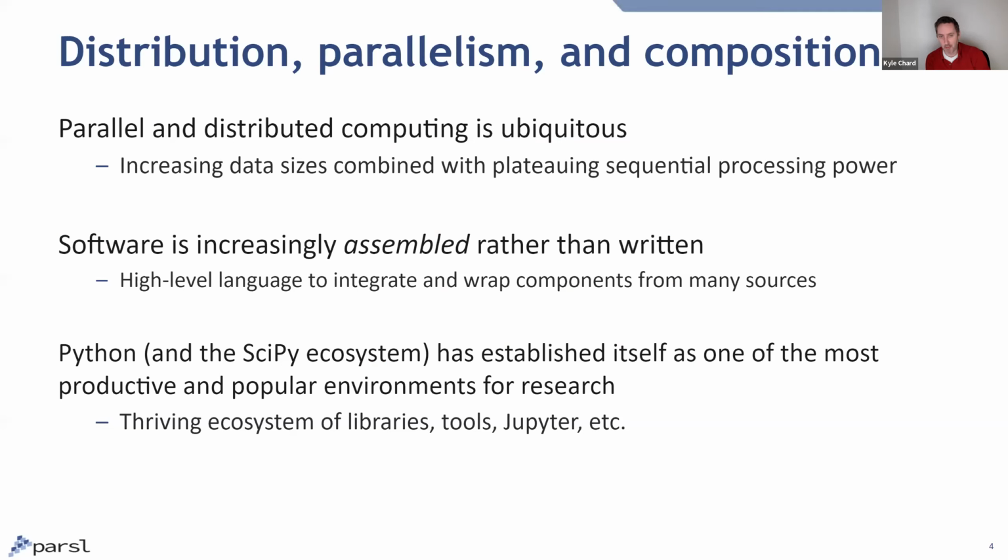A few observations. I don't think this is new to anyone. Of course, parallel and distributed computing is here to stay. We increasingly see researchers from all walks of life now needing to use parallel and distributed computing systems, in part because Moore's law is slowing, in part because data size is getting bigger, in part because workloads are becoming larger with things like machine learning codes, etc. The second thing we observed is that a lot of software now really is assembled rather than written.